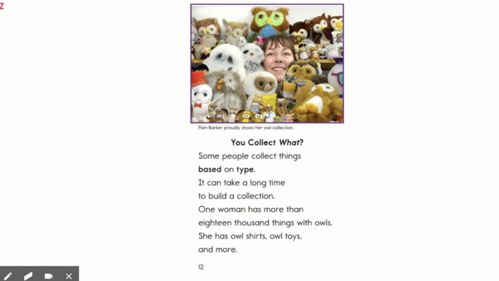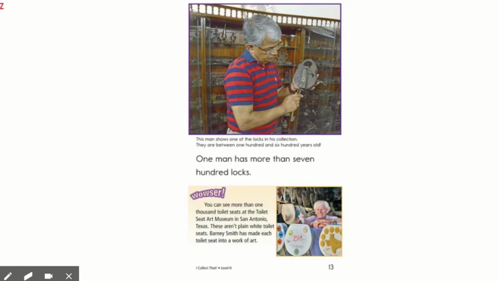You collect what? Some people collect things based on type. It can take a long time to build a collection. One woman has more than 18,000 things with owls. She has owl shirts, owl toys, and more. The caption reads, "Pam Barker proudly shows her owl collection."